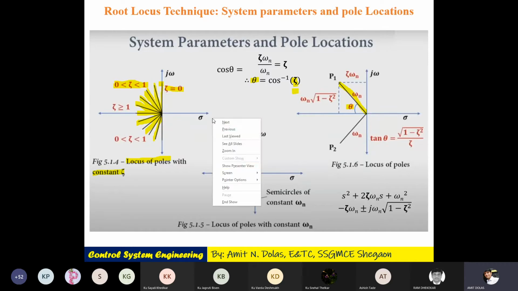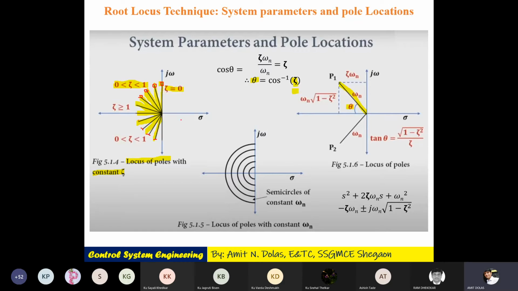Here the value of zeta is different, it is 0. Here I have taken a different zeta, increased to 0.1 something. Here zeta is again different. Likewise, with certain constant zeta, you will get these lines for different omega n, say omega 0, omega 1, omega 2, omega 3, likewise up to omega n.